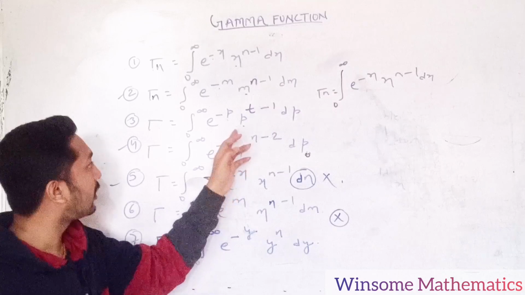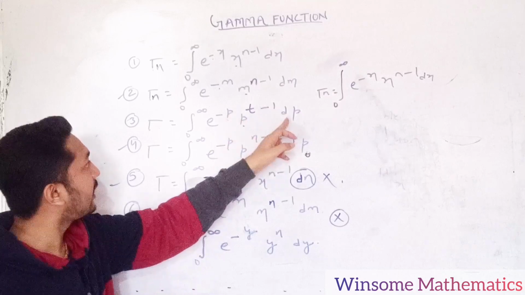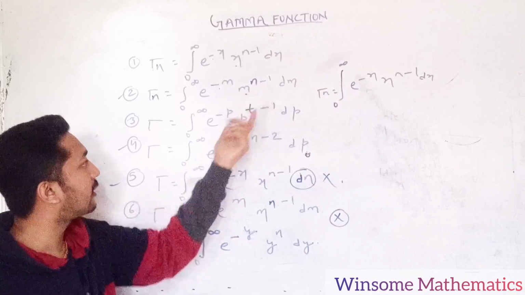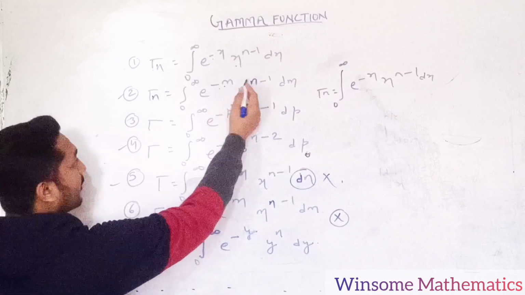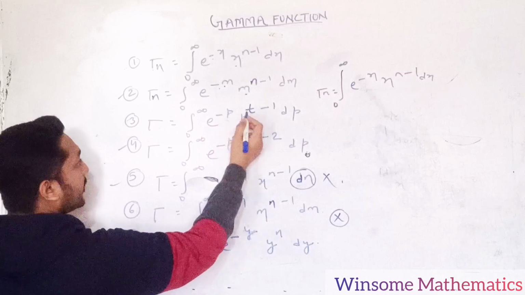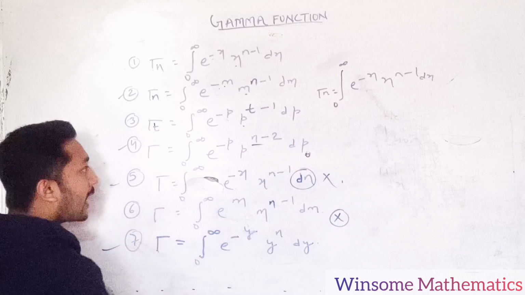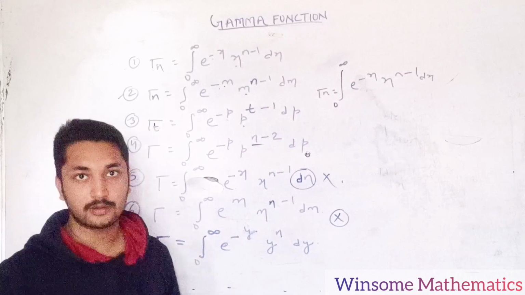Okay, so don't confuse it: that is minus p, and here t, how can n come? Don't confuse that, here m, here n, no problem. Similarly here p, here t, no problem, this is gamma t. Okay, now this is n minus 2, what is there in it?